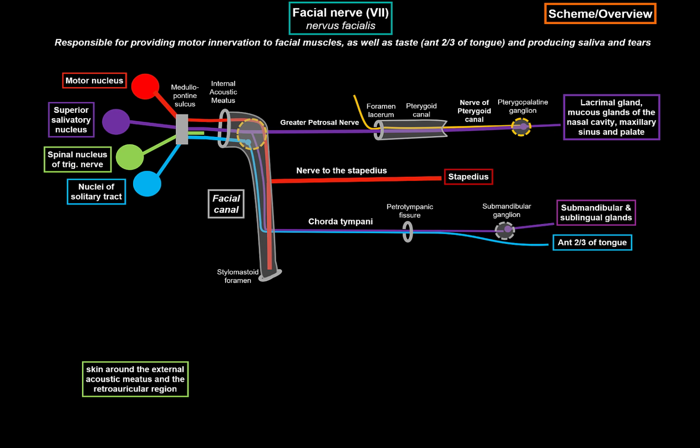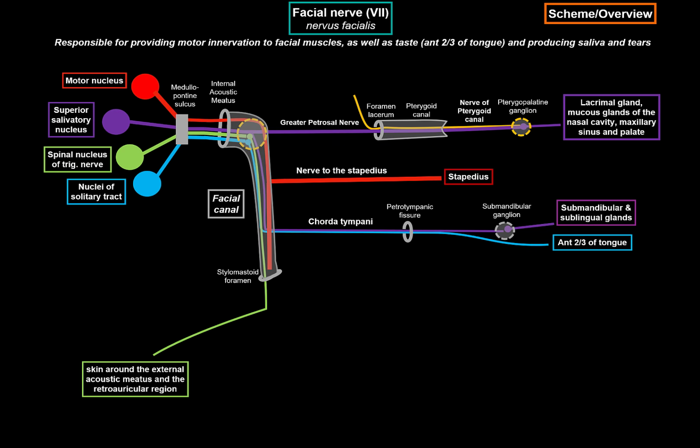A component of the facial nerve also provides sensory innervation around the external acoustic meatus and the retroauricular region. These general somatic afferent fibers travel through the stylomastoid foramen and also synapse with their respective nuclei in the geniculate ganglion, which then sends off fibers towards the spinal nucleus of the trigeminal nerve.